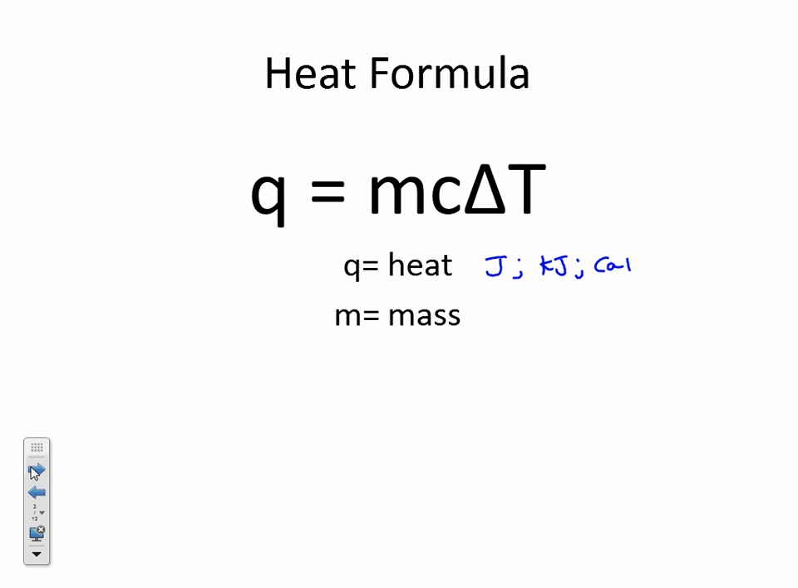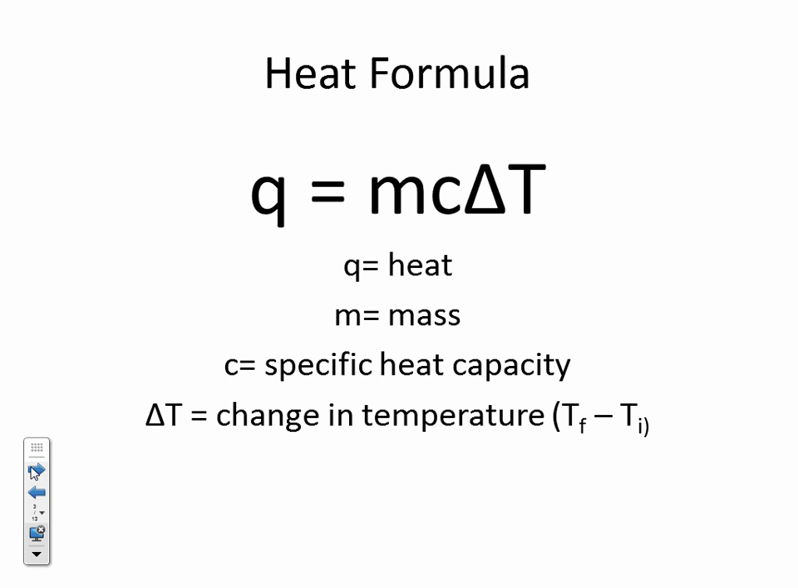m stands for mass in grams. c is something called the specific heat capacity of the substance, and we'll talk more about that in just a minute. And delta T is the change in temperature, and notice that we do the final temperature minus the initial temperature.